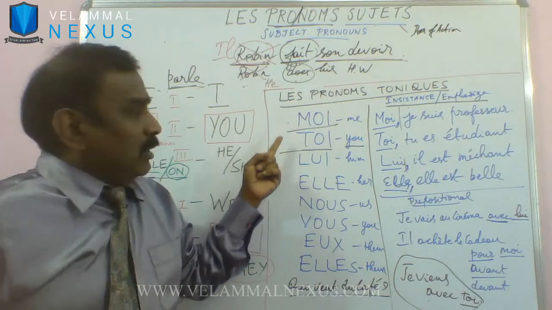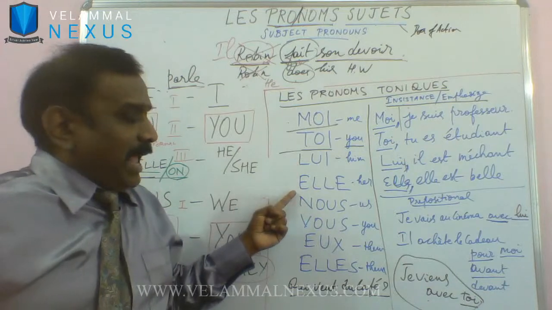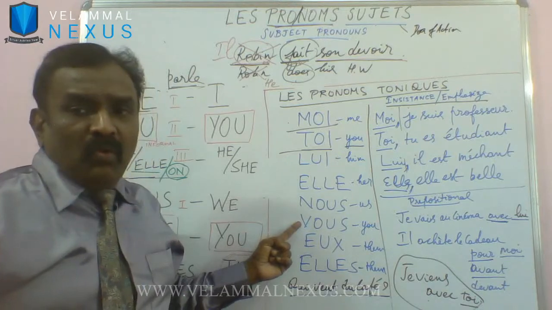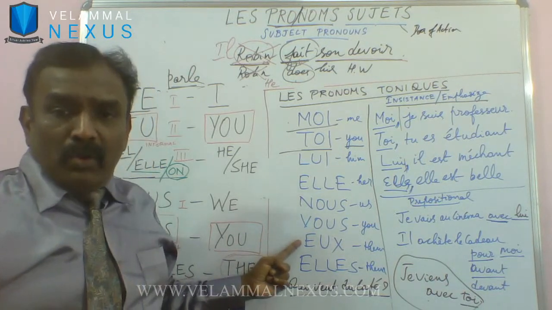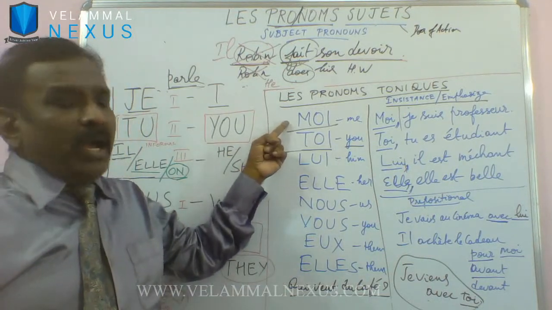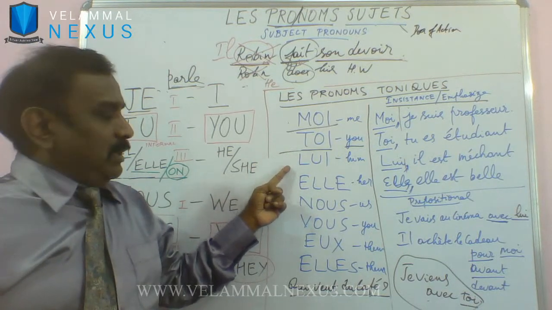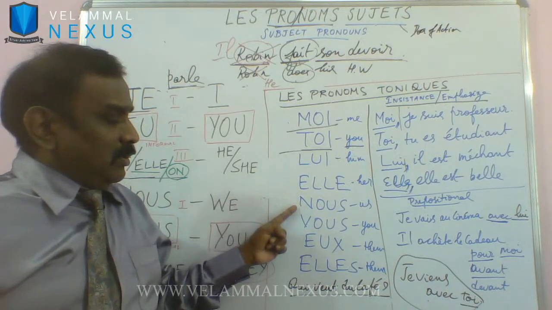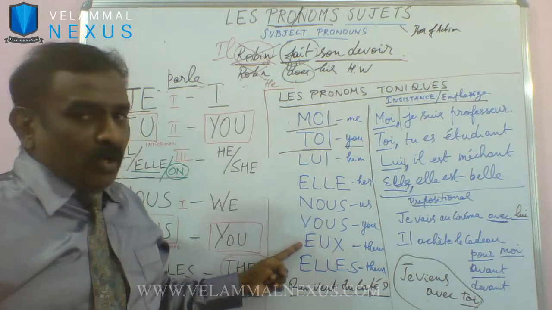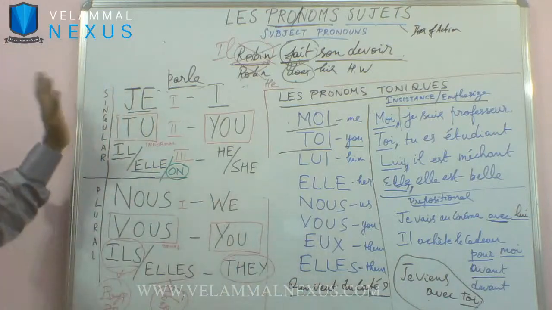Moi, toi, lui, elle, nous, vous, eux, elles. Come again. Moi, toi, lui, elle, nous, vous, eux, elles. Okay?